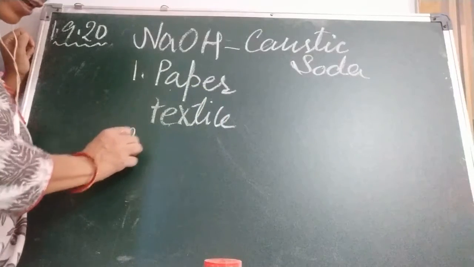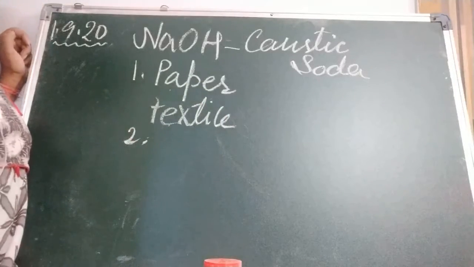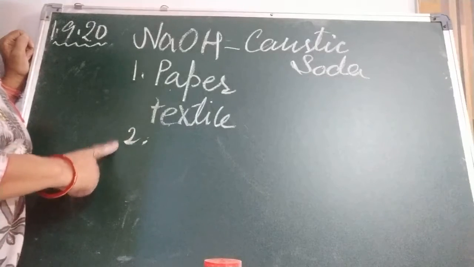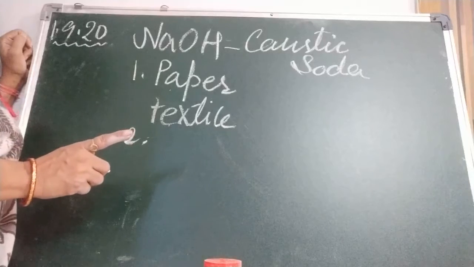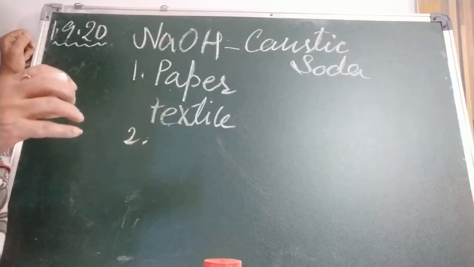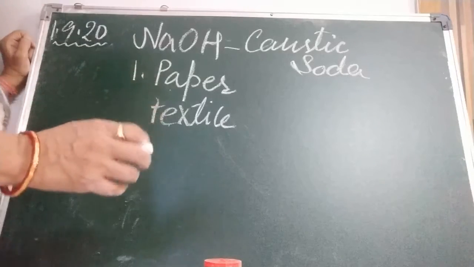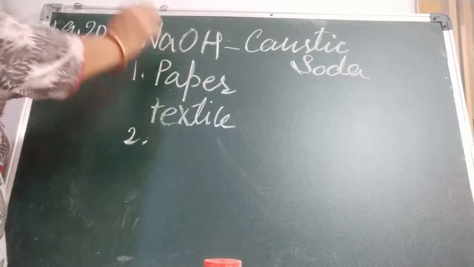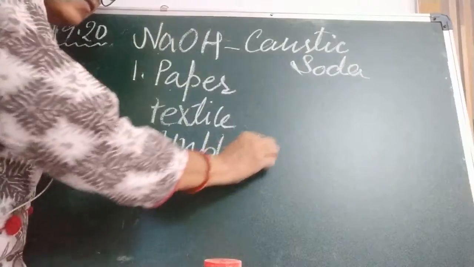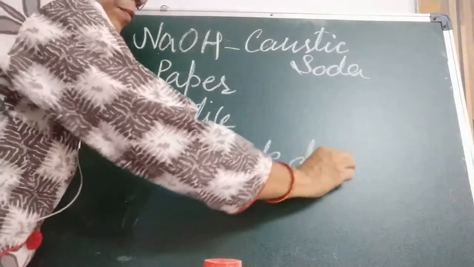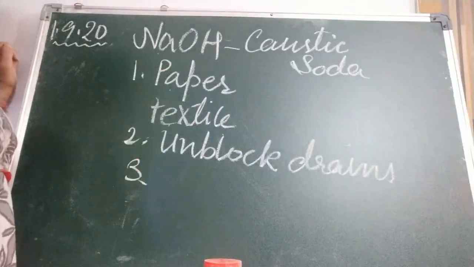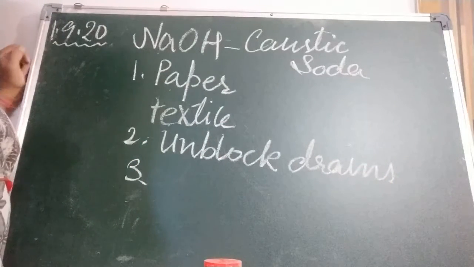Second, in homes it is occasionally used to unblock drains. This is very corrosive in nature. I told you strong bases are corrosive in nature. Sometimes blocking takes place in the drain, and we use sodium hydroxide to unblock the drains. Third, it is used in the manufacture of soap.